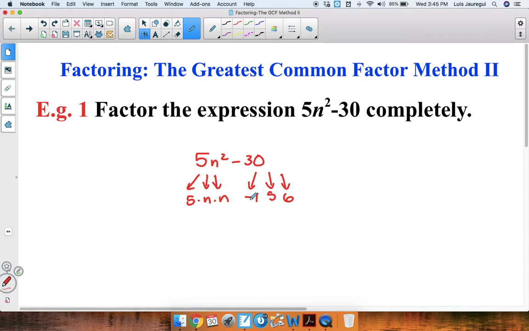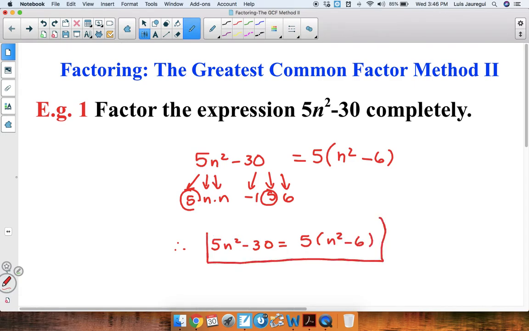Looking for the greatest common factor, we see that that happens to be a 5. So we can factor that out and we can say that 5n squared minus 30 can be rewritten as 5 times n, which is n squared, minus 1 times 6, which is negative 6. So therefore, we can conclude that 5n squared minus 30 is equal to 5 times n squared minus 6.